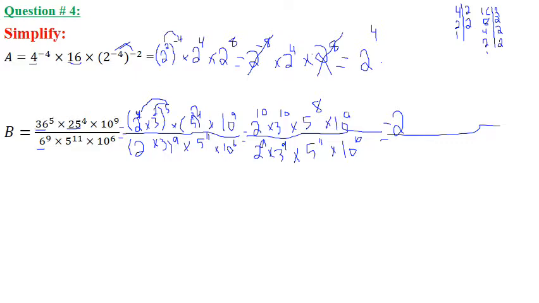Also 3 to the power 10 and 3 to the power 9. The exponent is more in the numerator, and 10 minus 9 is 1. 5 to the power 8 and 5 to the power 11, it's more in the denominator, and 11 minus 8 is 3. 10 to the power 9 and 10 to the power 6, it's more in the numerator, so we have 10, and 9 minus 6 is 3.